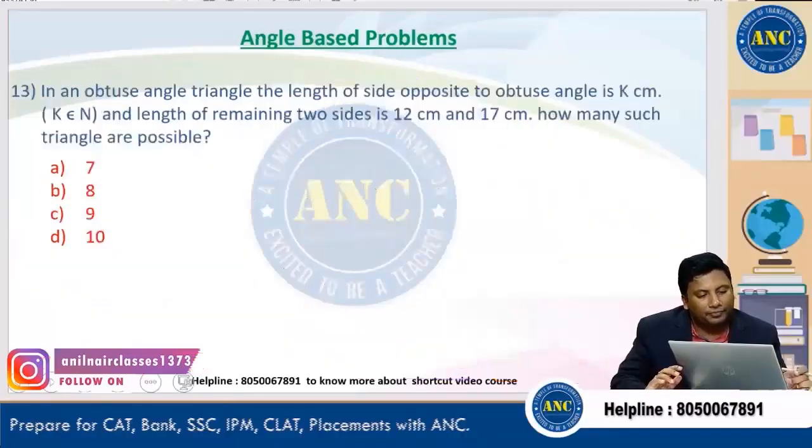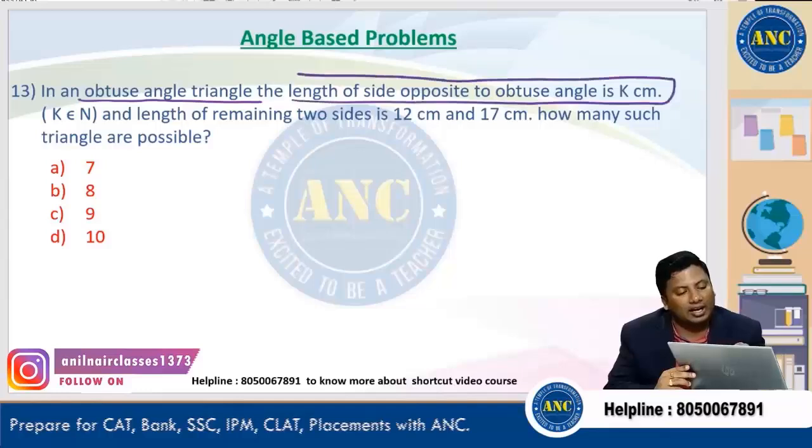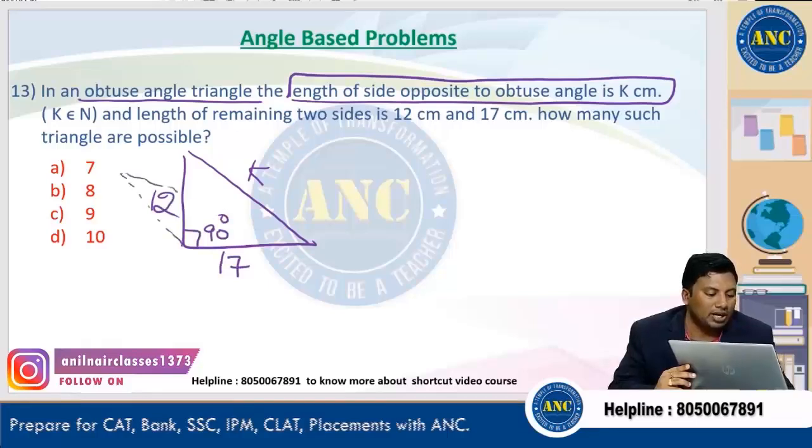13th one. In an obtuse angled triangle, another question. The length of the side opposite to the obtuse angle is clearly mentioned. If I take it as 12 and 17, that is for a right angled triangle. Because it is an obtuse angled triangle, the figure will be like this.